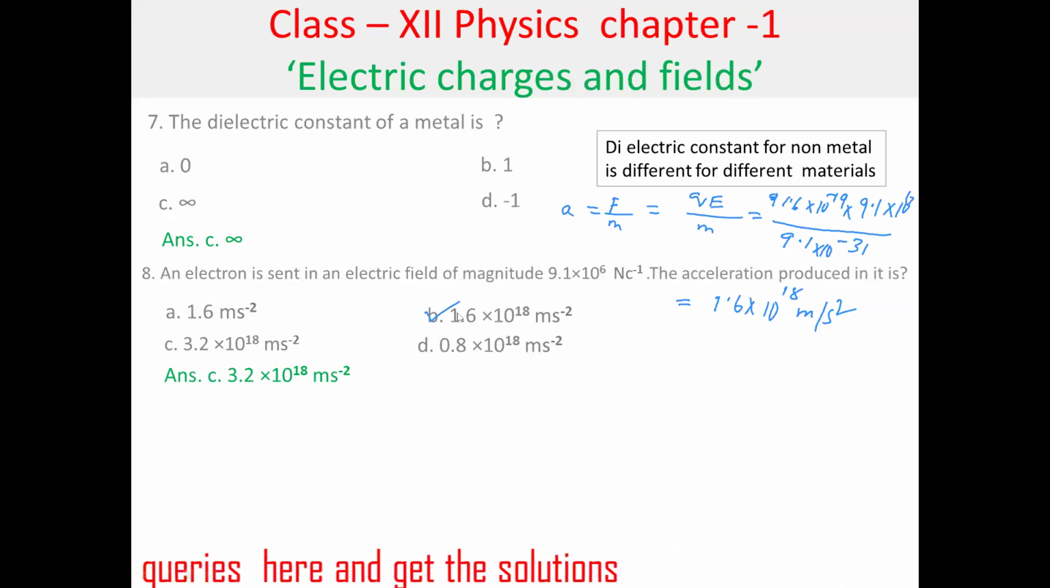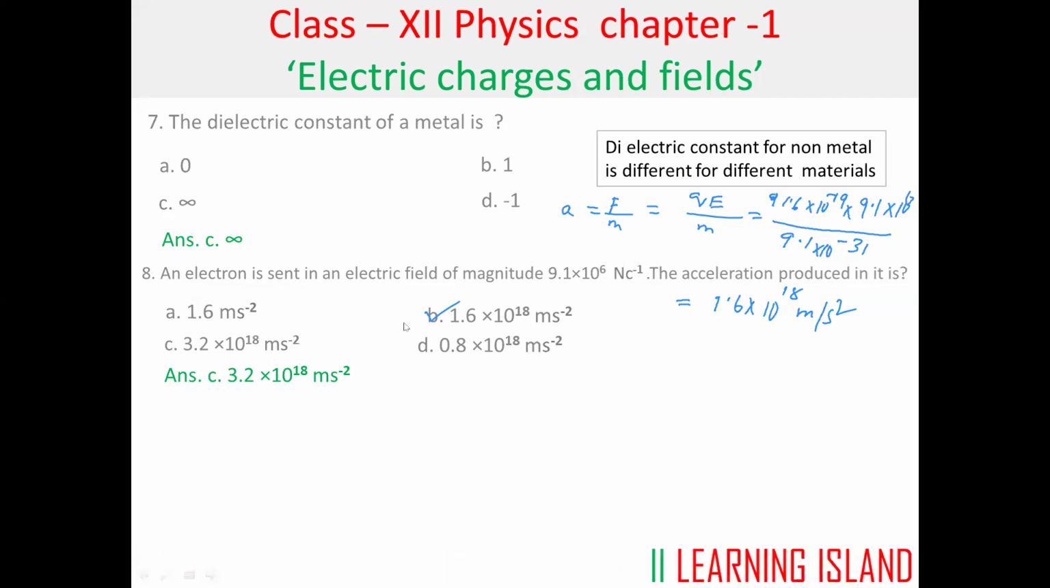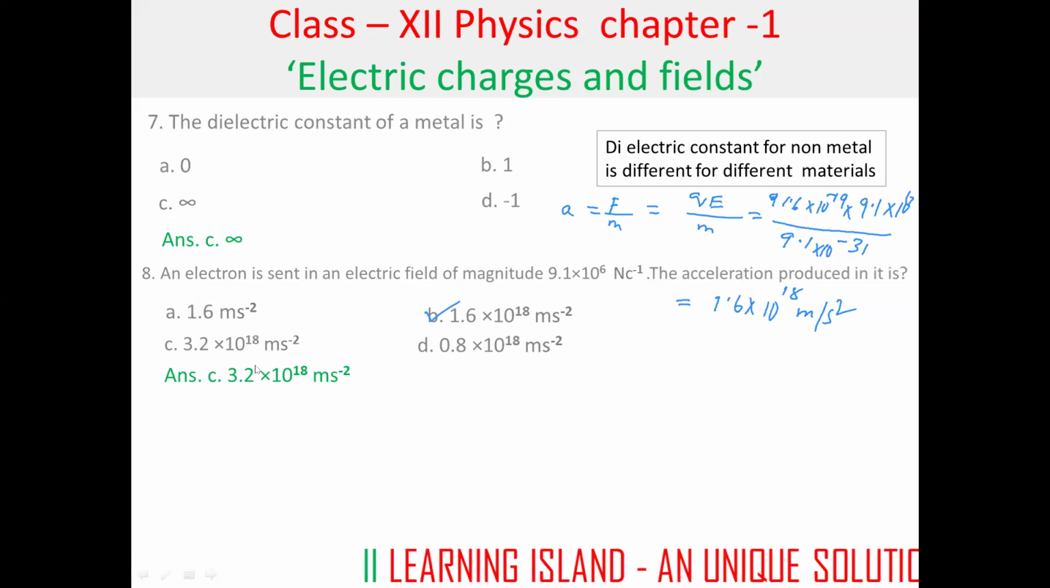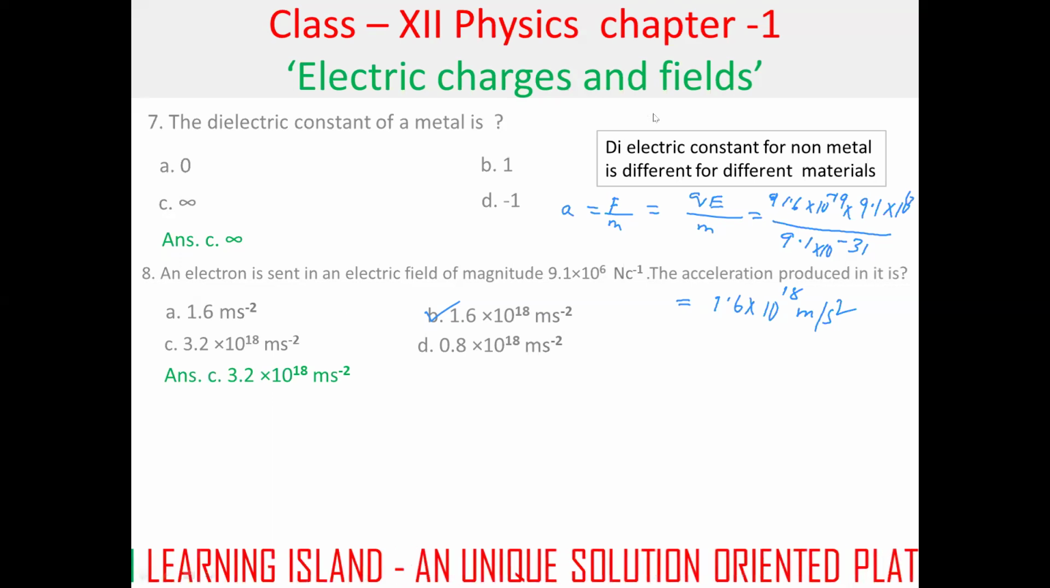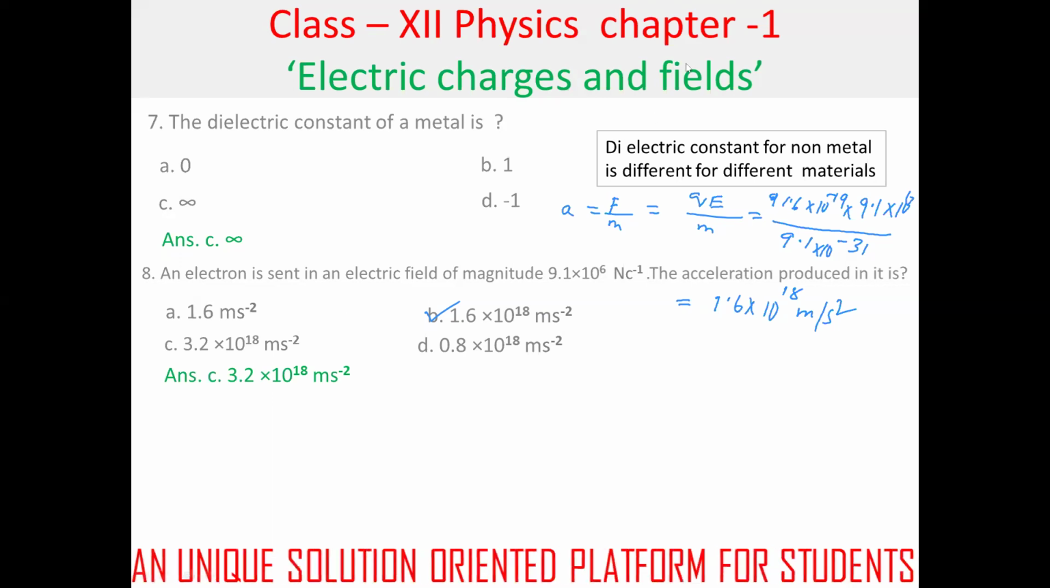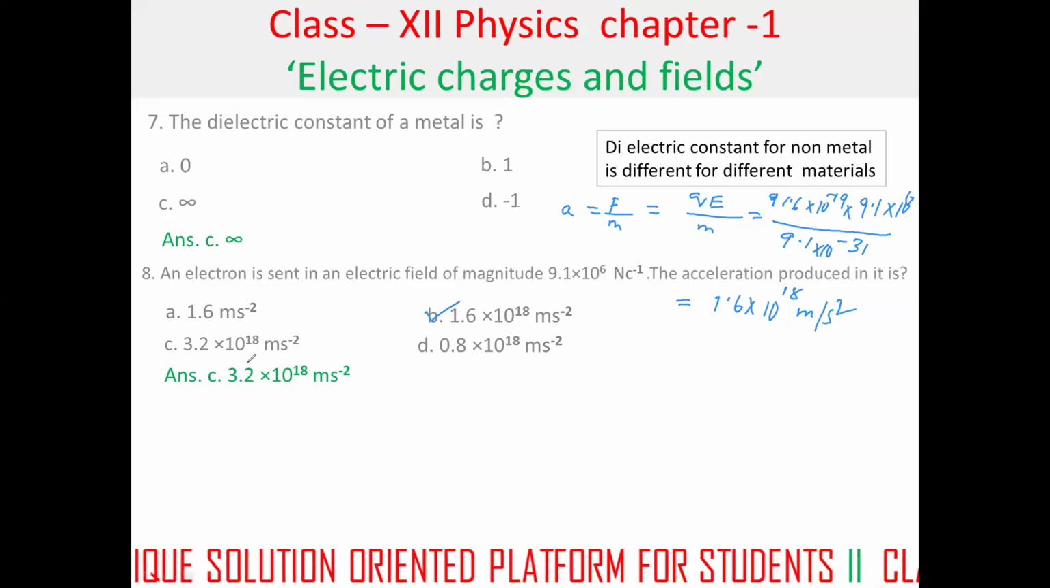Answer would be what? Not B. The answer would be yes. Answer would be option B. Here it is, domestically 3.128. So the answer would actually be 1.6 into 10 to the power 18 meter per second square.